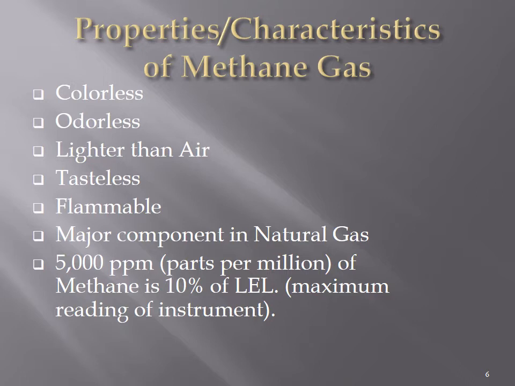One thing I want to point out about this monitor that is different is that it has a maximum monitoring range of up to 5,000 ppm, which stands for parts per million. Now, if your monitor is reading 5,000 parts per million of methane, I need you to understand that you are at 10% of the LEL. And as you recall, the LEL is the lower explosive limit. This is the maximum reading of the instrument and should be a turnaround point for you and your company to go back, because you are approaching a dangerous situation.